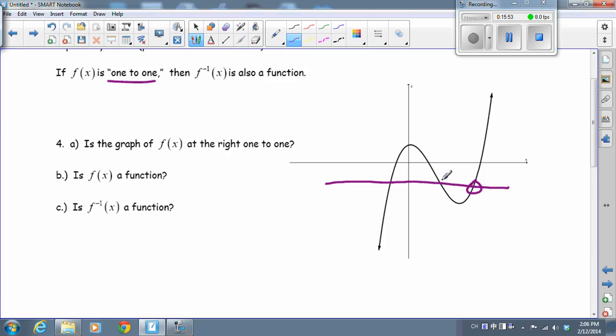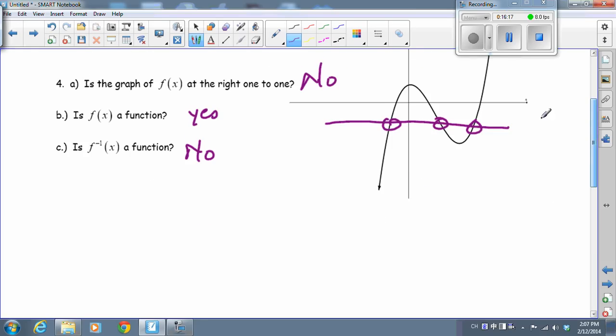So this one is hitting at more than one point, meaning it's a no here. Is f of x a function? Yes, f of x is definitely a function because it will pass all vertical line tests. Is the inverse of x a function? I would say no. So the only way that it will be 1 to 1 is if they're both a function. I believe this is it.